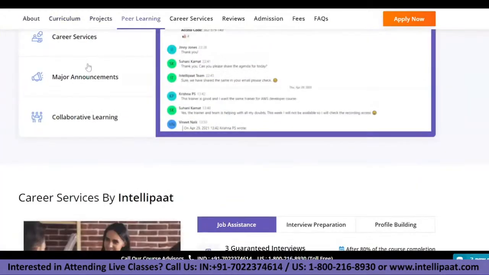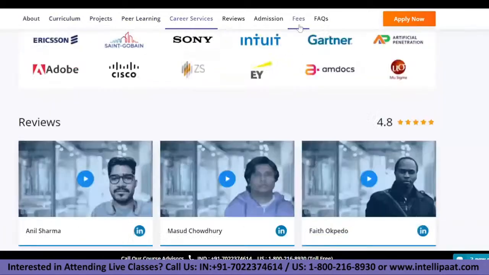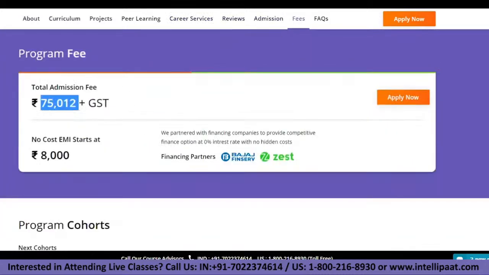Now, coming to the fees for this program. The fee for this program is 75,012. There is 18% GST on top of that, which makes the course fee 88,514.